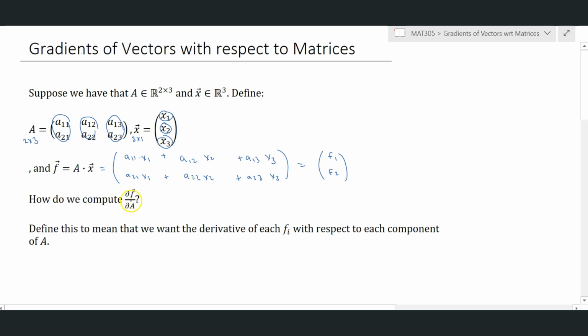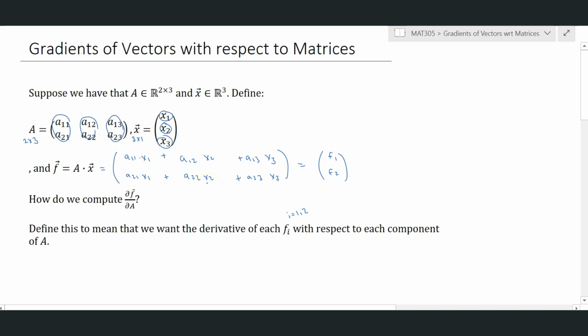So the question is, how do we compute the derivative of this vector of functions, f1 and f2, with respect to the matrix A? Well, in a nutshell, we define this to mean that we want the derivative of each function fi, where in our case i can be 1 or 2, with respect to each component of A. So basically we want the derivative of f1 with respect to a11, the derivative of f1 with respect to a12, so with respect to all 6 of these quantities.